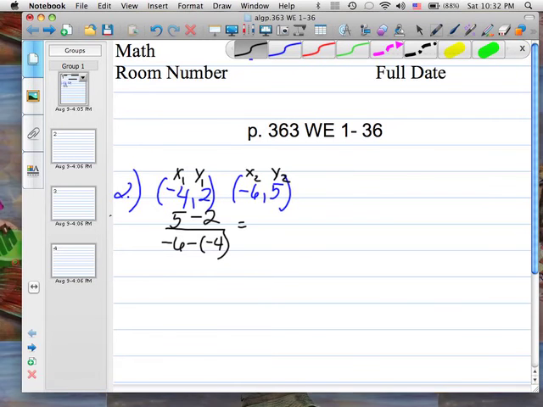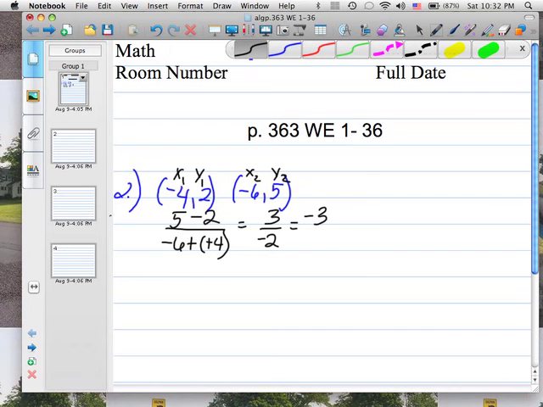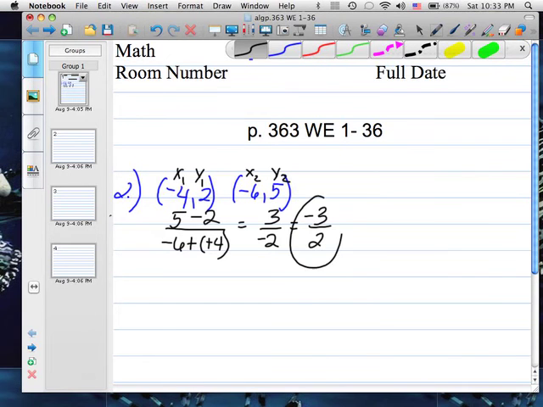So that comes out, 5 minus 2 is 3, this is plus a positive 4. -6 plus 4 is -2. So our slope is, bring the negative sign up, -3 over 2. So it's going down 3, right 2. It's a negative slope.